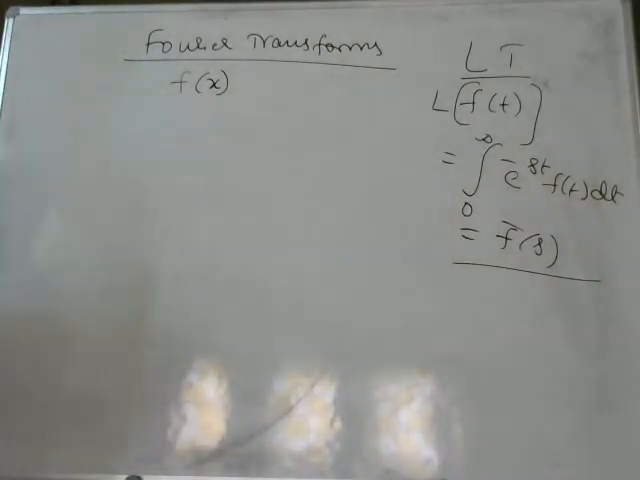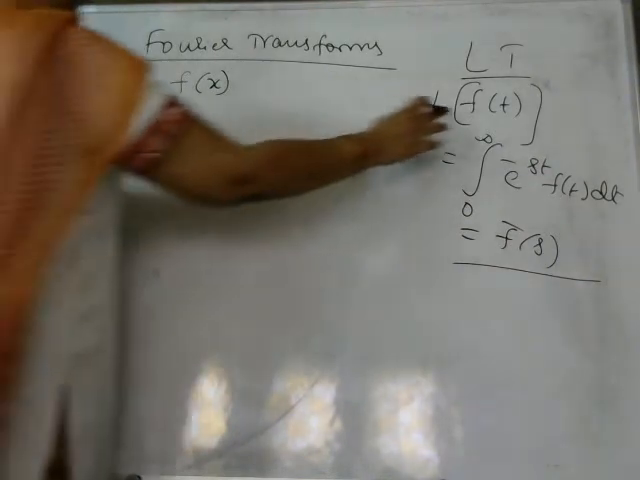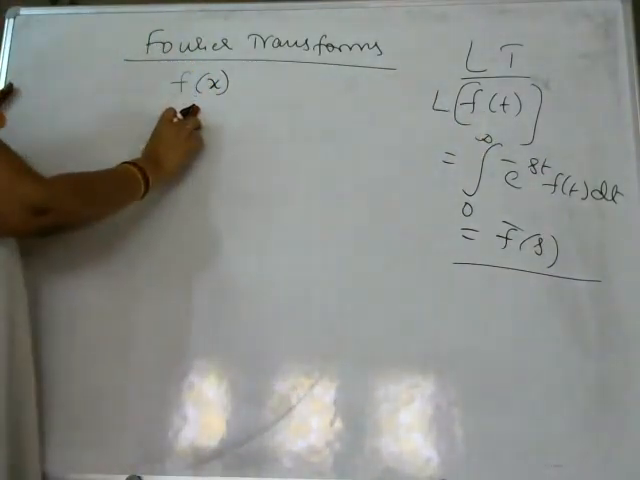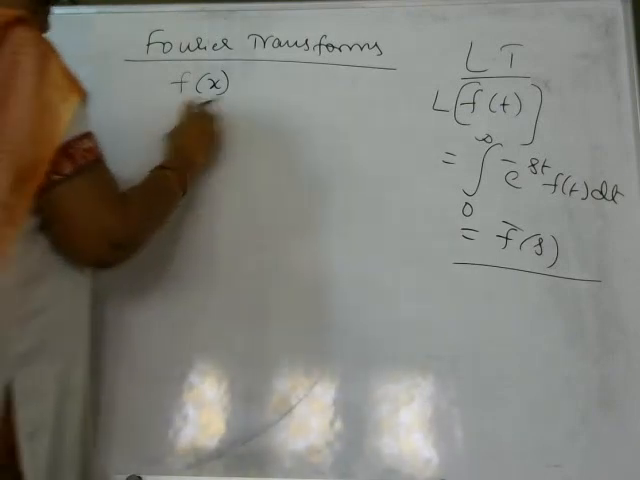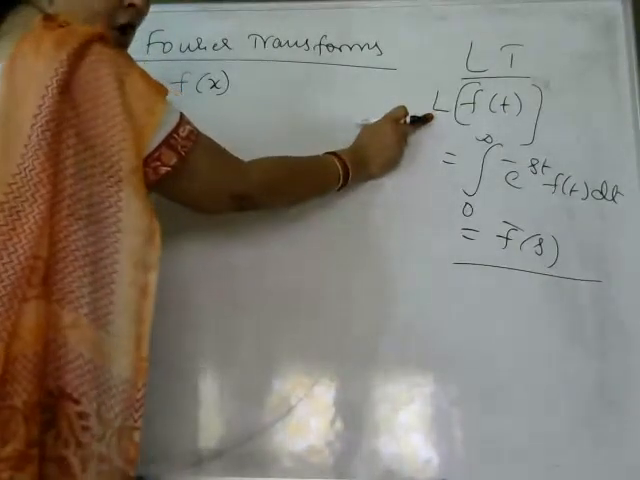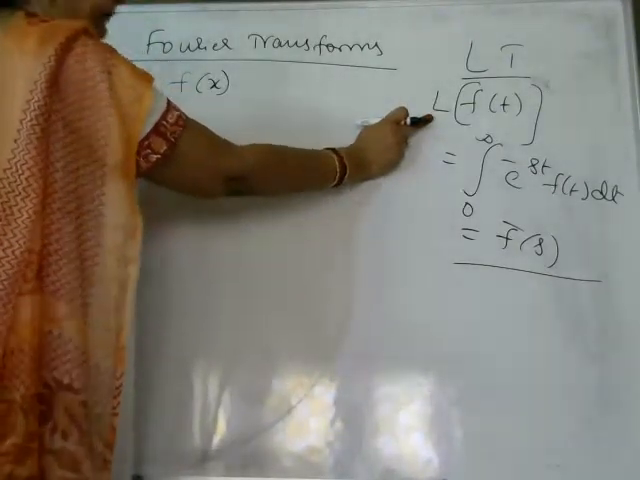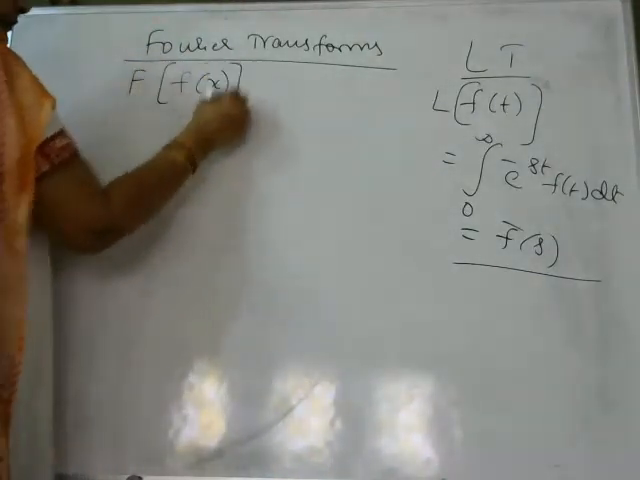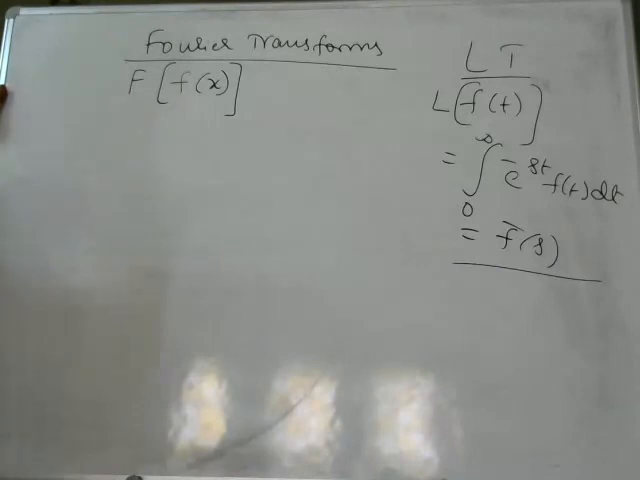So in the case of Laplace transform, we have taken the function as f of t. In the case of Fourier transform, we take the function as f of x. In the case of Laplace transform, the operator we have taken as L. In the case of Fourier transform, we take the operator as capital F. So capital F applied on f of x.